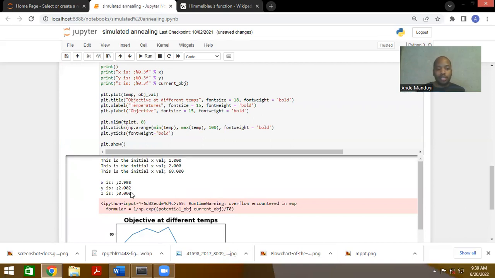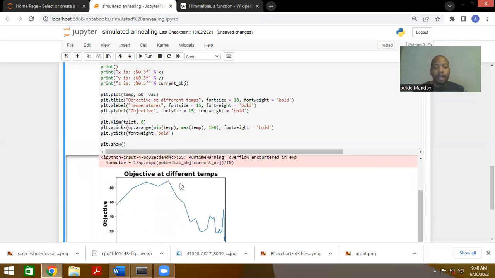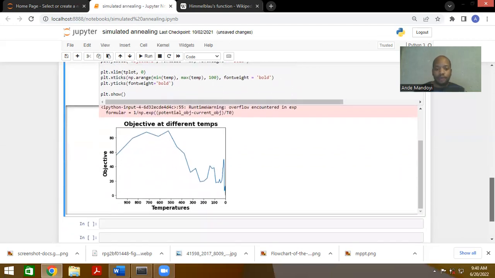So as we can see, we've got Z equals 0. And the value of X is 2.998, which is about 3. And the value of Y is 2.002, which is about 2. And what this graph does over here, it shows us the values that we got. It also illustrates the importance of accepting bad decisions, because we started out here with our objective just slightly less than 60 rather. And it increased because we kept on accepting bad decisions.